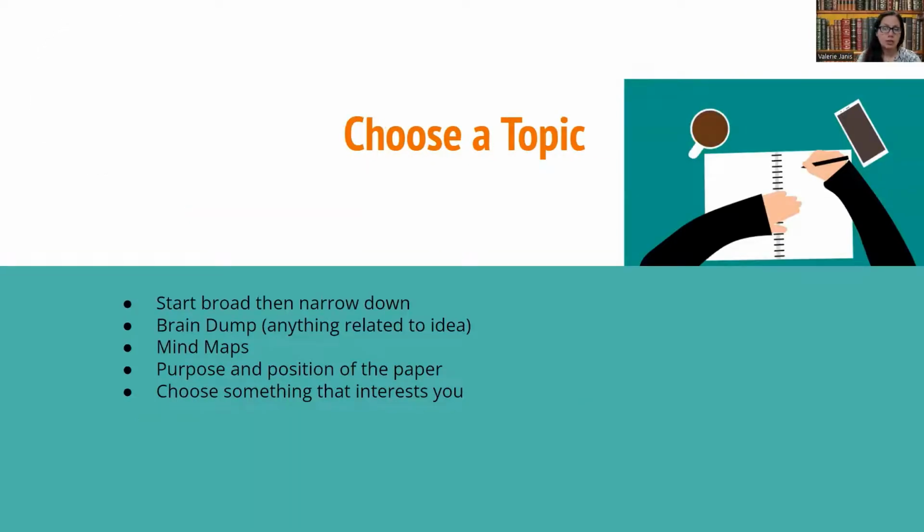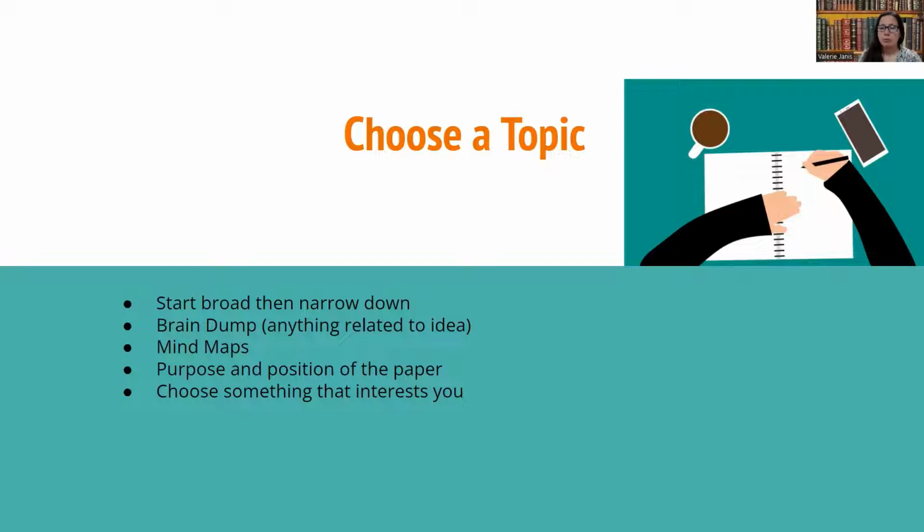Which brings us to choosing a topic. So start broad and then narrow it down. If you are looking up boarding schools or medicinal plants, can you narrow those down to more specific topics, such as Native Americans in boarding schools? Or if you're looking at medicinal plants, can you look up certain plants such as sage or the mint tea, that type of thing? Can you narrow it down to specific things?